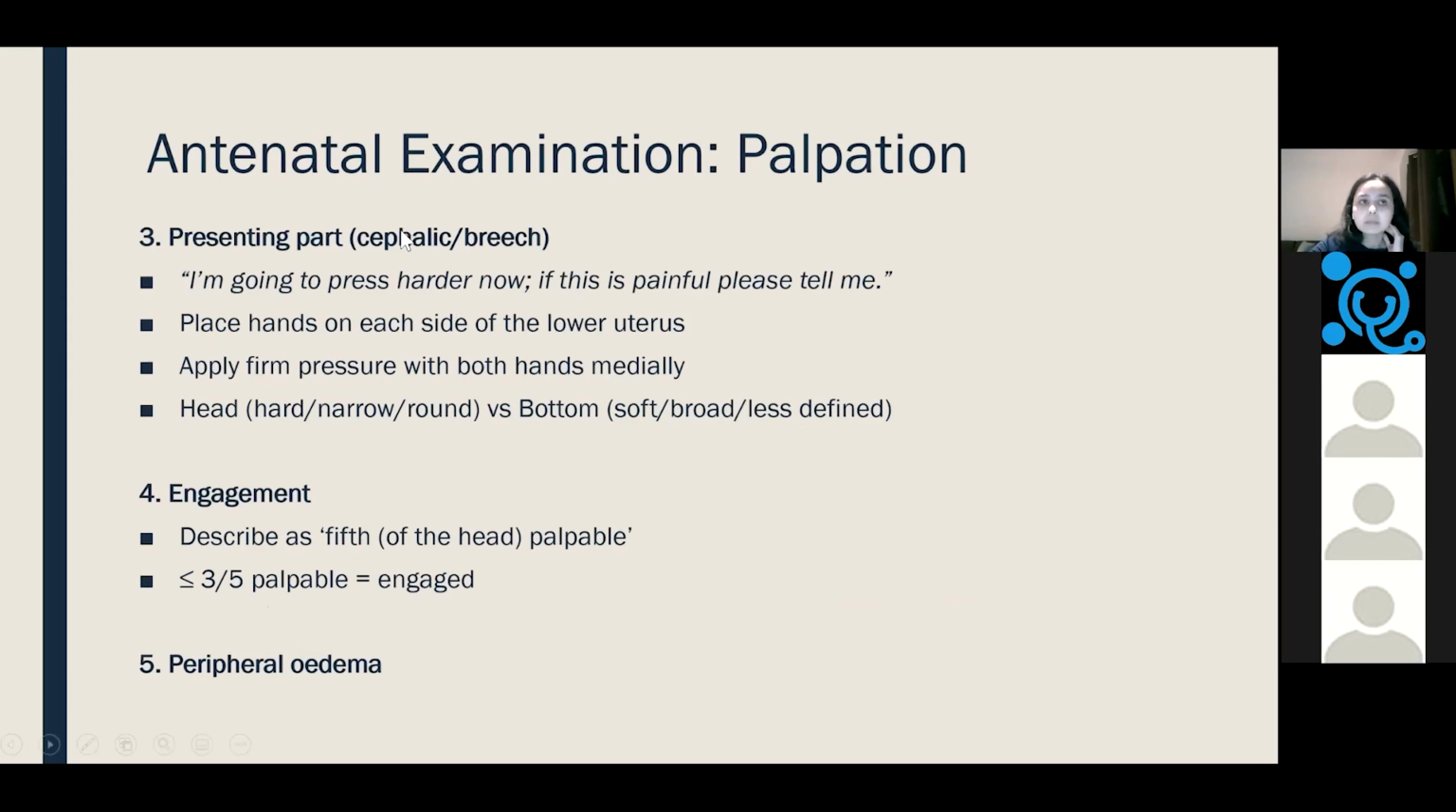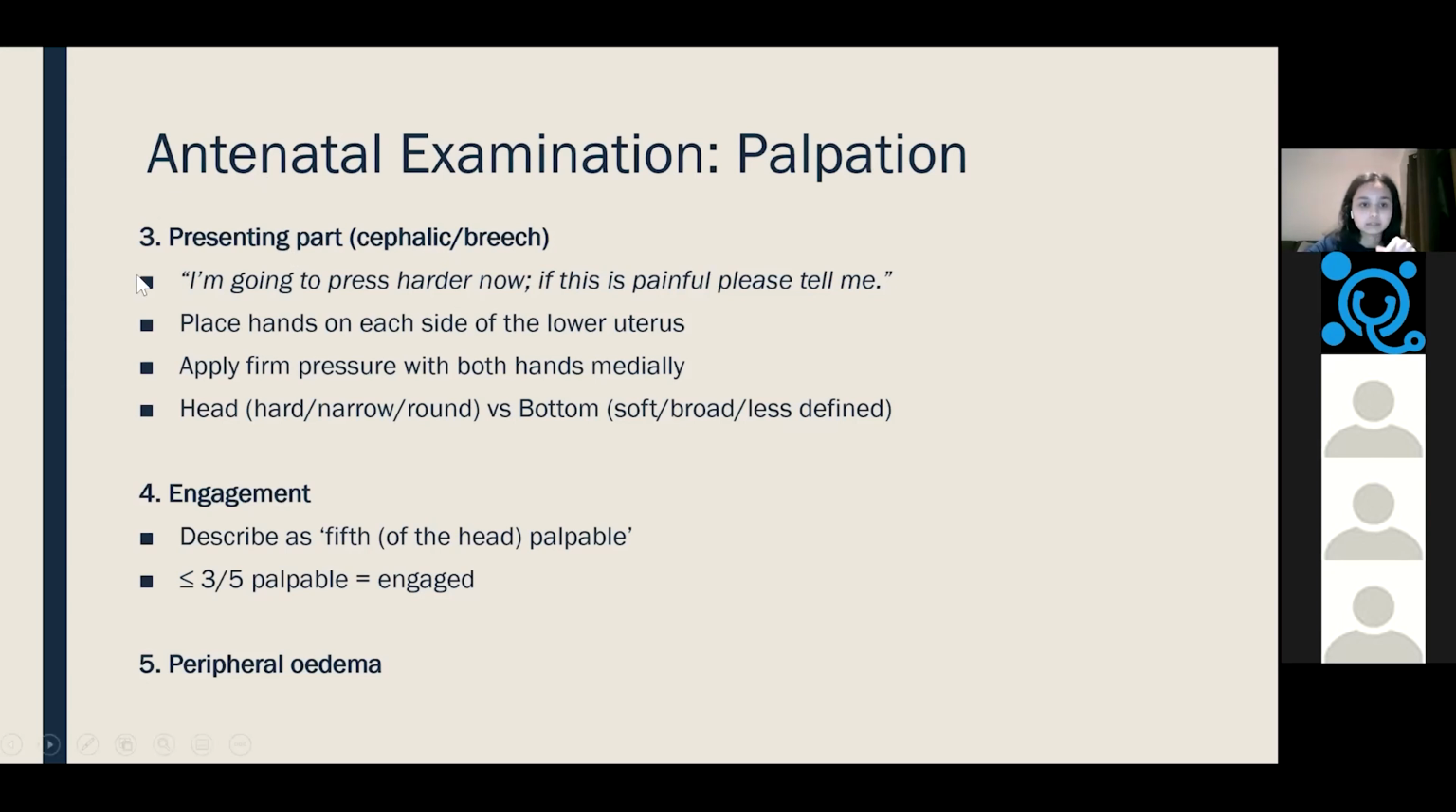And when the patients are quite far in their pregnancy, which is above 36, 37 weeks, you could feel for the presenting part. The presenting part is basically what's exactly low in the pubic symphysis. So mostly we expect when they're closer to delivery, the head to be lower in the pubic symphysis. So you mention, I'm going to press harder now. If this is painful, please tell me, because you will definitely be pressing quite hard to feel exactly how much of the presenting part you can feel.